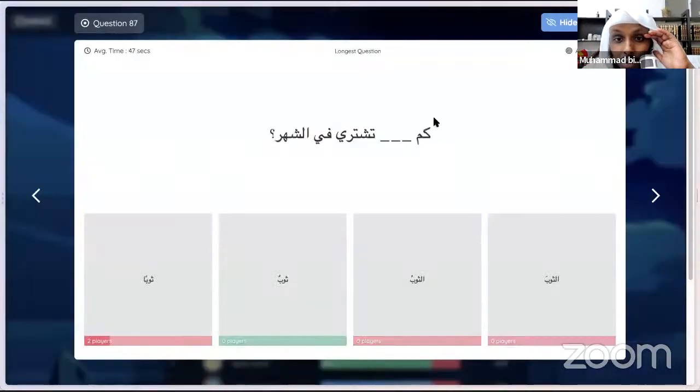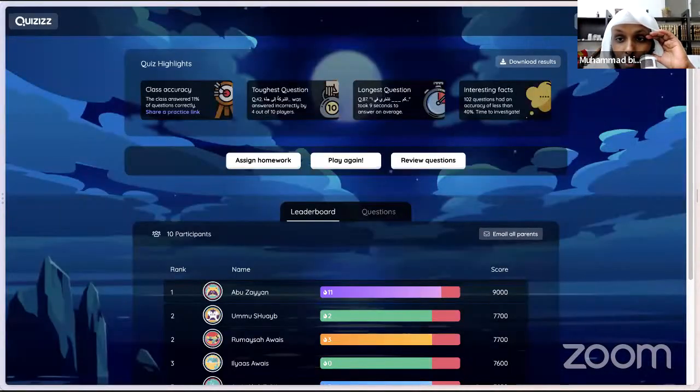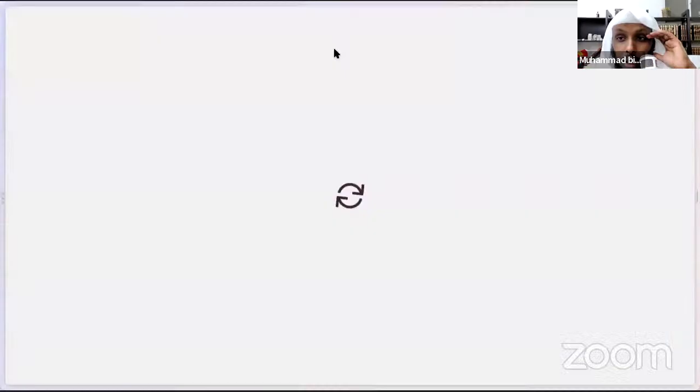The question that took the longest for you to answer is this one. So this one is wrong basically. It's meant to be thoban. This is one of those questions that were not correct. So yeah, please forgive me. I'll make sure that is ready for next time, inshallah.